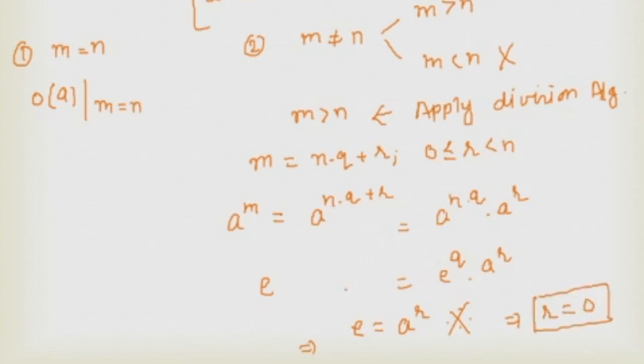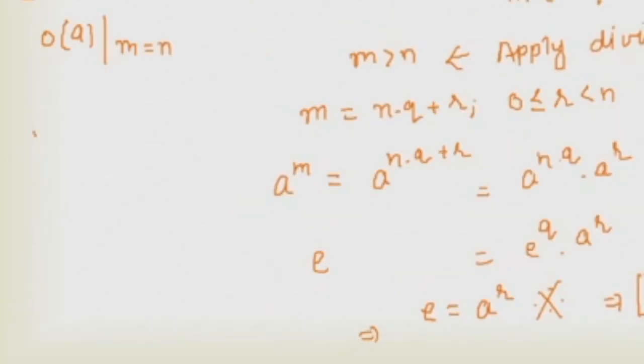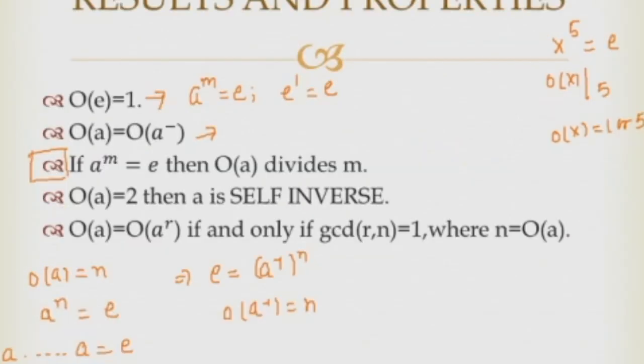Once r is 0, I know that my m can be written as n into q, and this says that n divides m, that is, order of the element divides m. So whenever it is given to you that some element raised to the power m is identity, you should first think of this statement that order of the element should divide m.